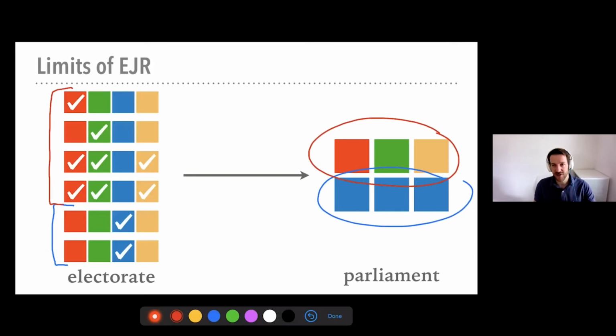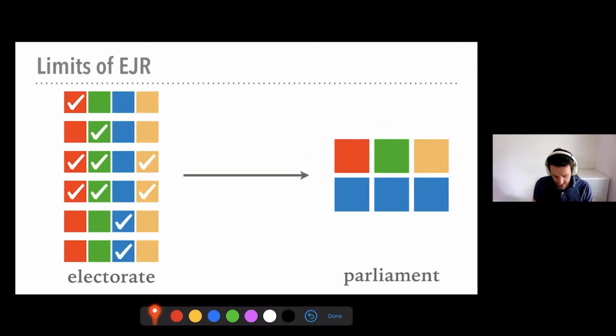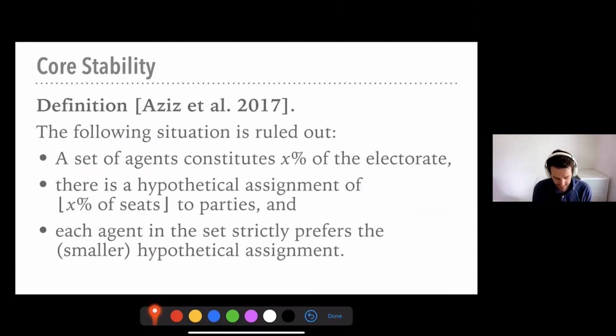Nevertheless, it does not constitute a violation of EGR. The reason for that is that if you look at these 4 voters, there is no party they all approve in common. And therefore, EGR has no bite in this example. This is the motivation for looking at stronger axioms. One axiom that is well studied in the literature is core stability, which does away with this common party approach. And it forbids the following kinds of situation.